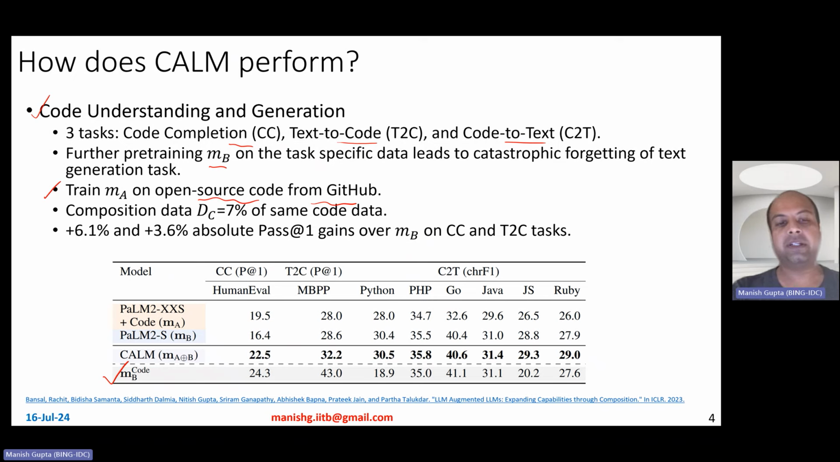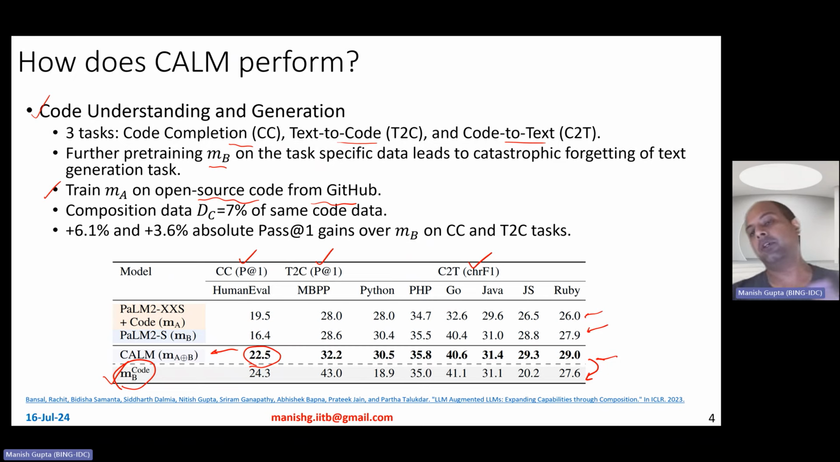And what you observe is that the CALM model is better for all the 3 tasks, code completion, text to code, and code to text, compared to MA or MB, right? But also interestingly, it is better compared to MB code, the MB model further pre-trained on the same source code data from GitHub. Basically this shows that if you take the MB model, it unnecessarily causes catastrophic forgetting of the text generation task by the MB model itself.